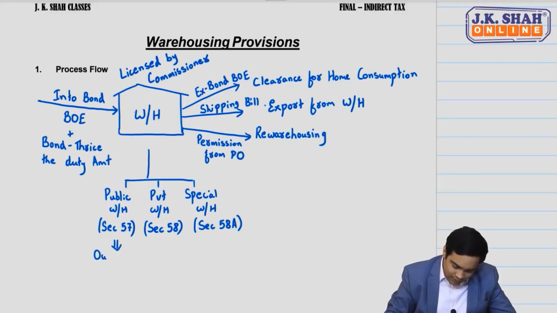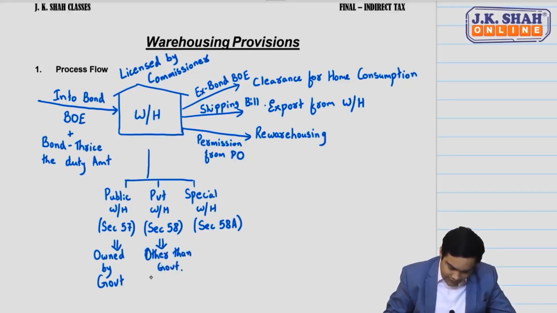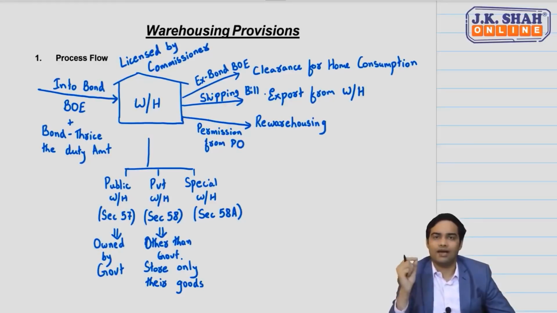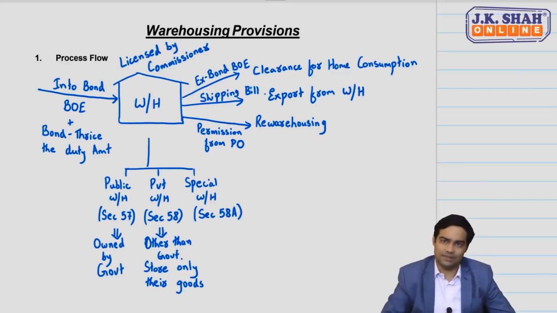Now, what is a public warehouse? It is owned by government. And private warehouses, sir? Private warehouses are under other than government, plus they can store only their goods. Oh, is it, sir? Yes. Be very careful. They can store only their goods. That means any third party goods have to be stored in a public warehouse only. Like Reliance Industries having a private warehouse, they can store their goods there, not any other person's goods. Private warehouses, license is given only to that particular person.